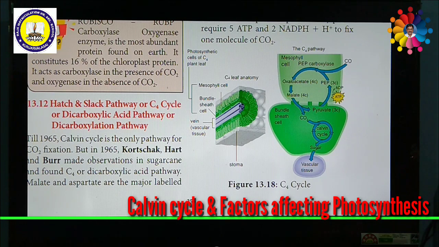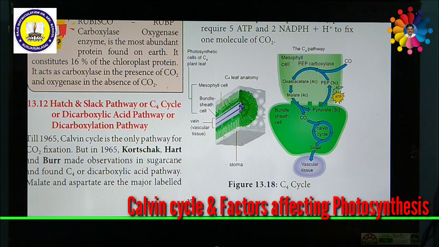Many examples can be seen for the C3 cycle, like paddy plant, wheat, potato and so on, which are very good examples of C3 plants. But the C4 pathway takes place in sugarcane, maize, sorghum, amaranthus. Amaranthus means keerai, thandukeerai, tribulus. These are all examples of C4 plants. That's all about the differences between the C3 and C4 cycle.